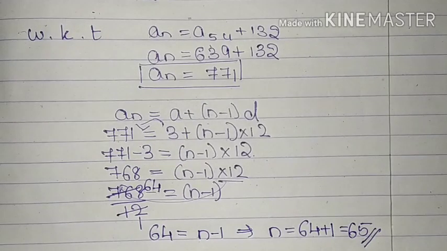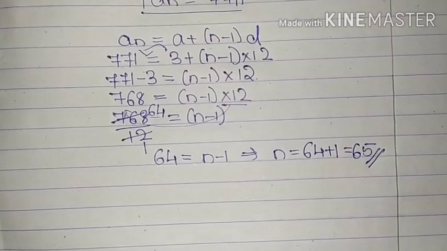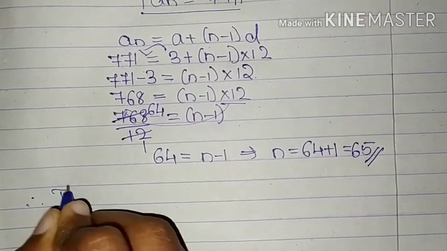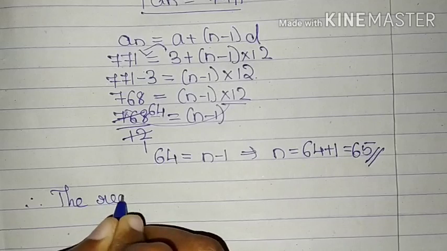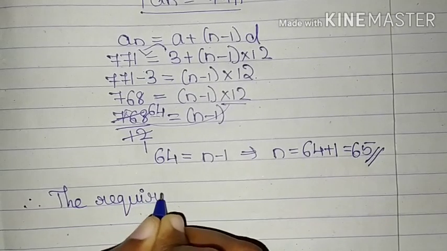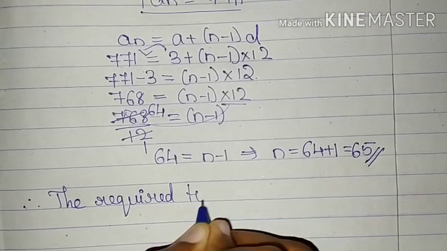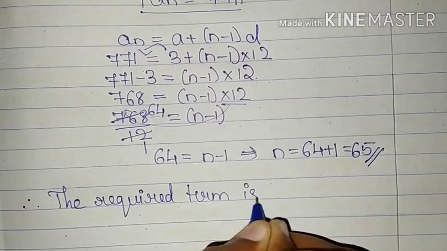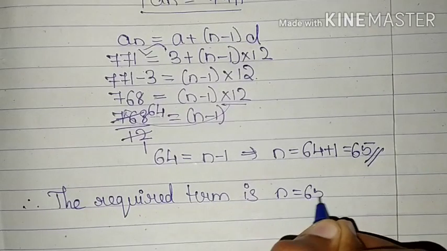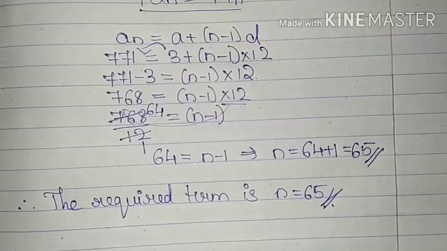Therefore, the 65th term of the arithmetic progression is 132 more than its 54th term. Let's write that down. Therefore, the required term is N is equal to 65. This is our answer.